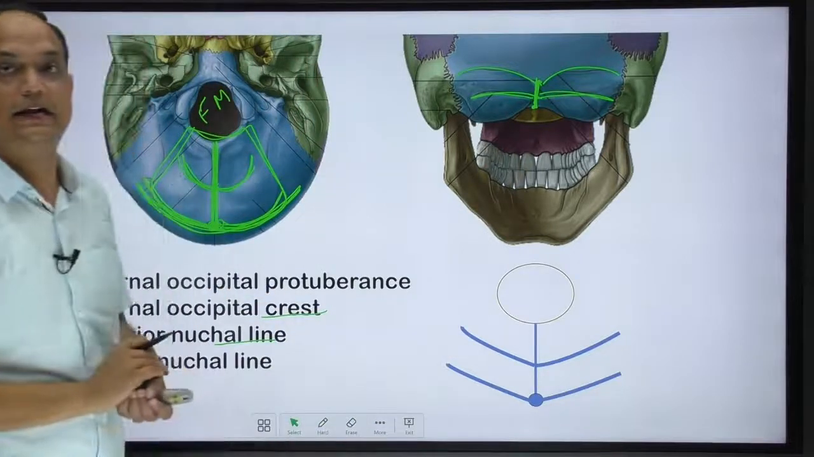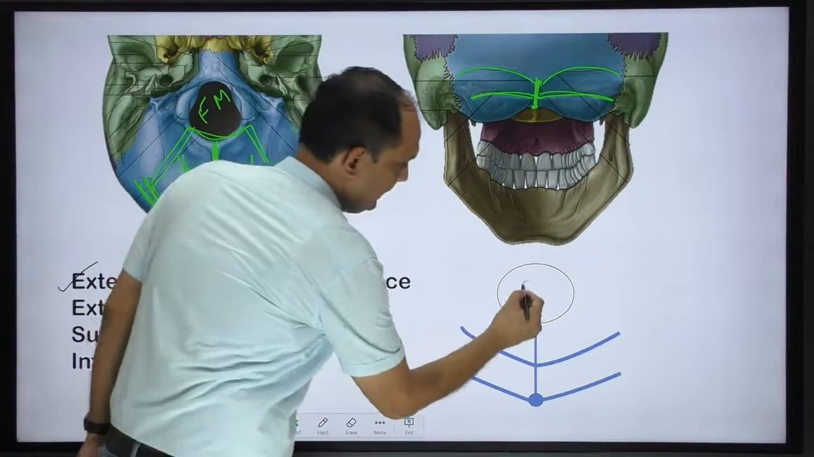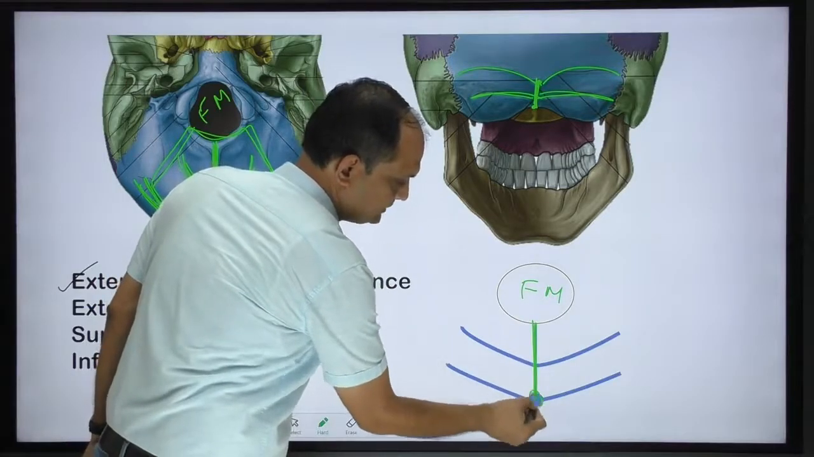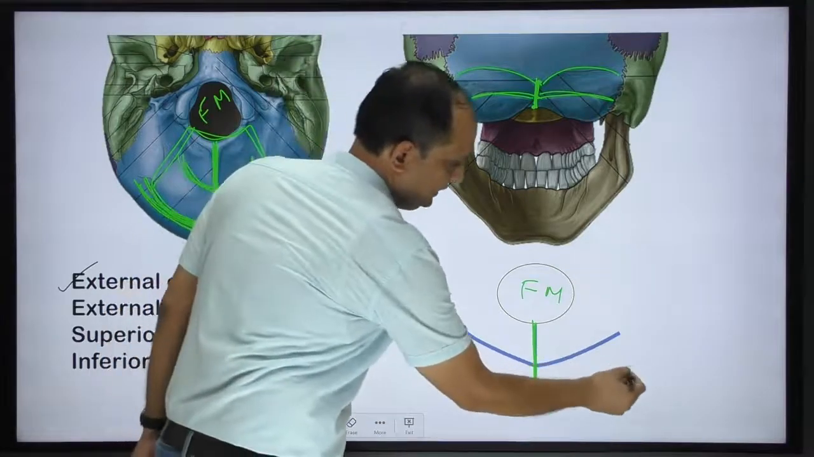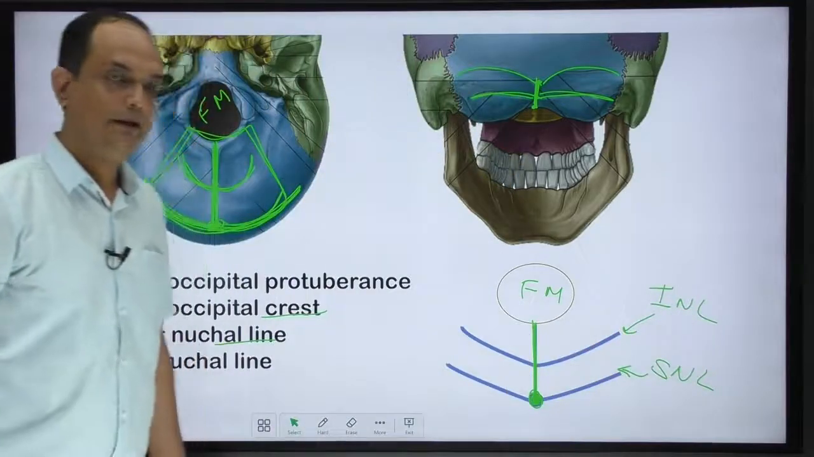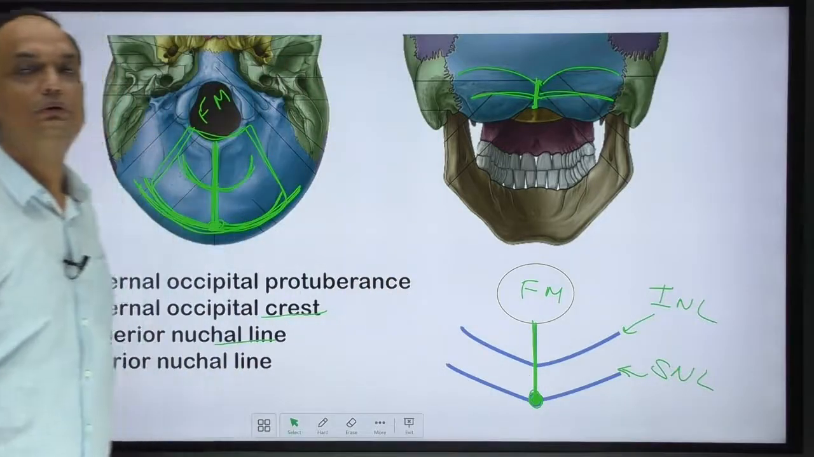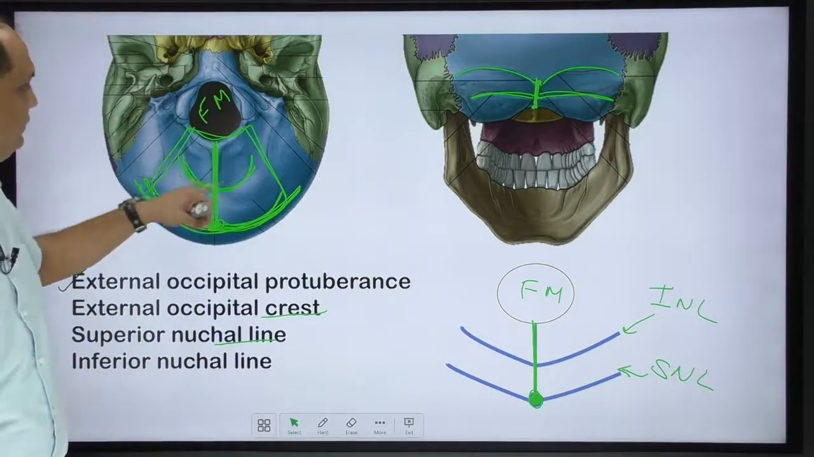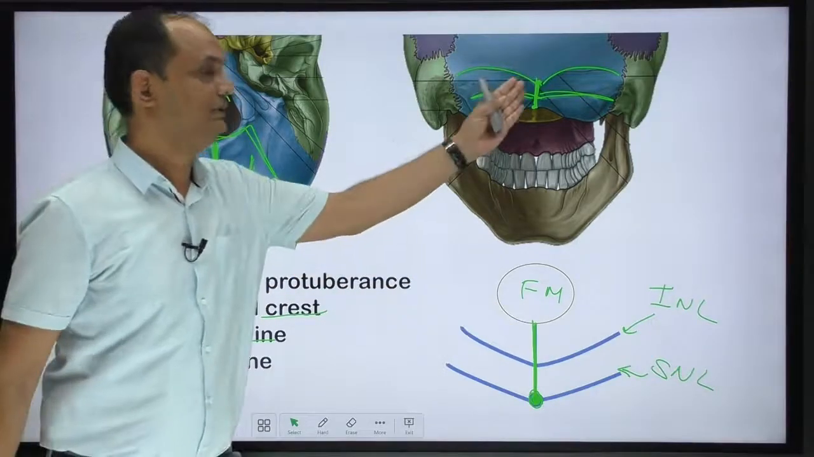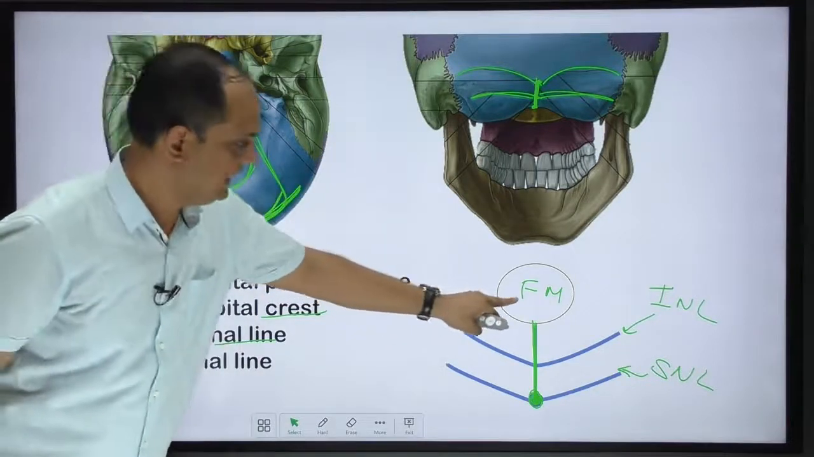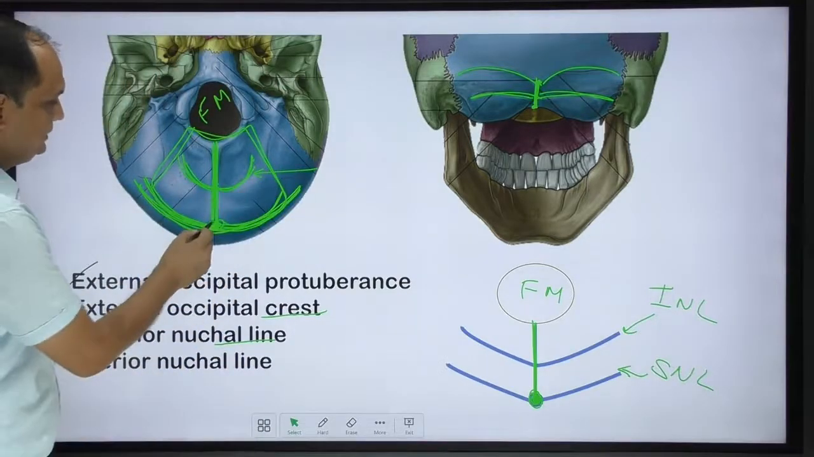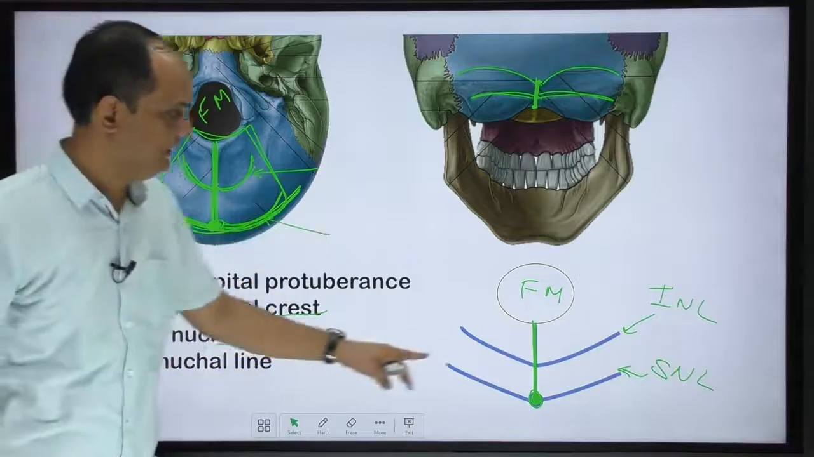So I have drawn the line diagram here. Please understand this line diagram. This is the foramen magnum. From the foramen magnum you have the external occipital crest which reaches the external occipital protuberance. This is your superior nuchal line, and this is your inferior nuchal line. Clear? It is not superior because I told you the line which is behind the foramen magnum is inferior, because this view is from the inferior side, this is from the posterior side. So please don't get confused. The line which is behind the foramen magnum is the inferior nuchal line, which is here, and the line which is adjacent to the external occipital protuberance is the superior nuchal line, which is here.